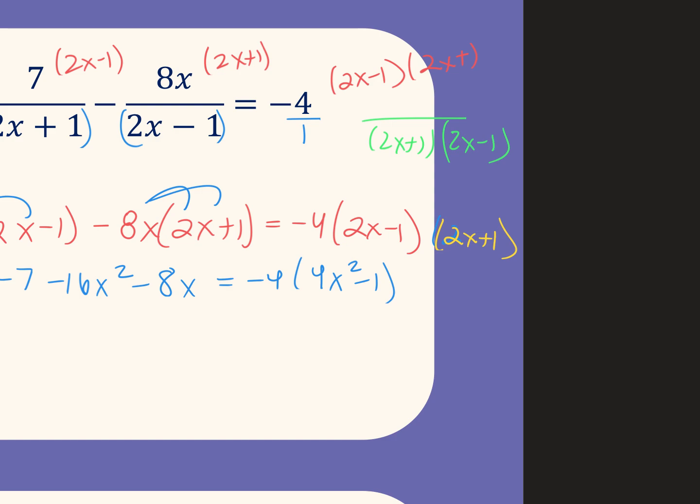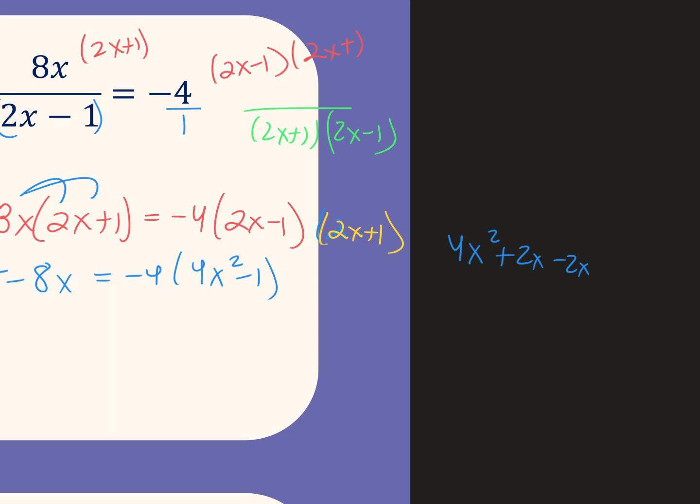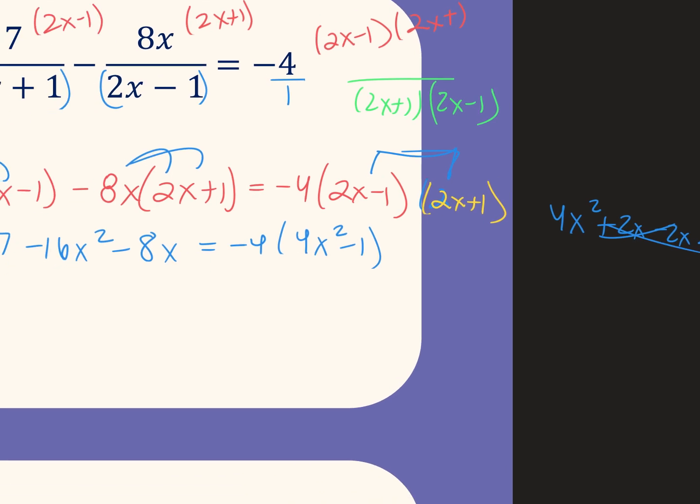Yes, ma'am. Okay. I multiplied 2x times 2x, I got 4x squared. 2x and 1 is plus 2x. Negative 1 and 2x is minus 2x. I'm foiling these two right here. And then this is minus 1, and then I combine like terms. I mean, you could multiply the negative 4 in first, but it just makes it messier.